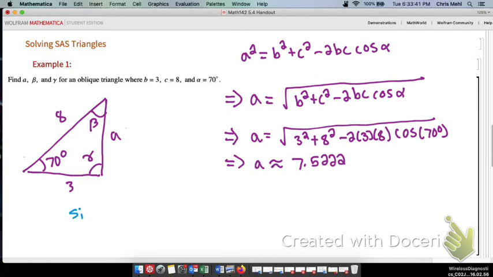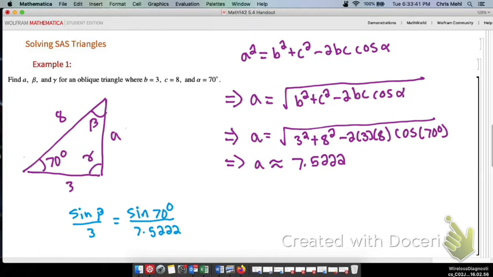In the bottom left, sine of beta over 3 now equals, the only other pair of side and opposite angle we know are alpha and A. So we can set that equal to sine of alpha, or sine 70 degrees, and divide by A, which is 7.5222. So this is why I've rounded A to 4 decimal places, because that value is being used in this calculation. So I'm already creating rounding error.